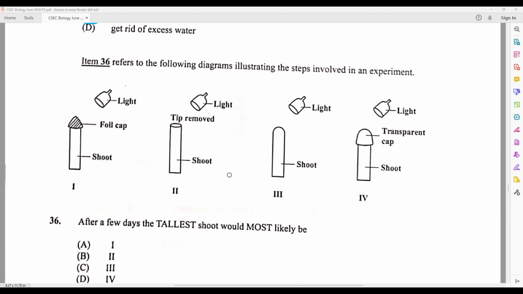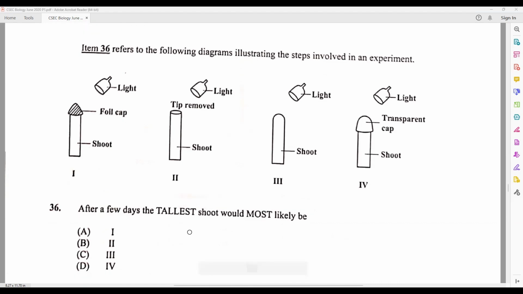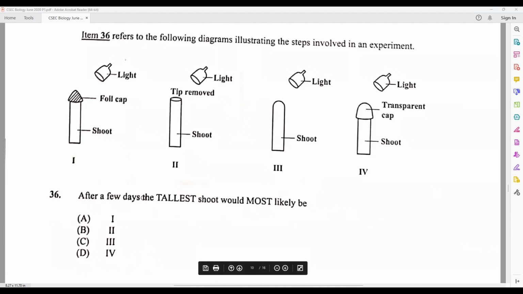After a few days, the tallest shoot would most likely be. And if we remember how auxins work, it is the one that will be covered and does not allow light to go through, which makes it 1, which is E.